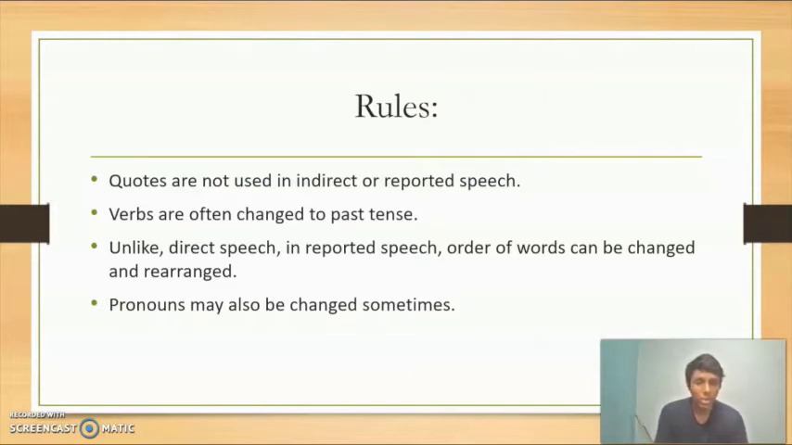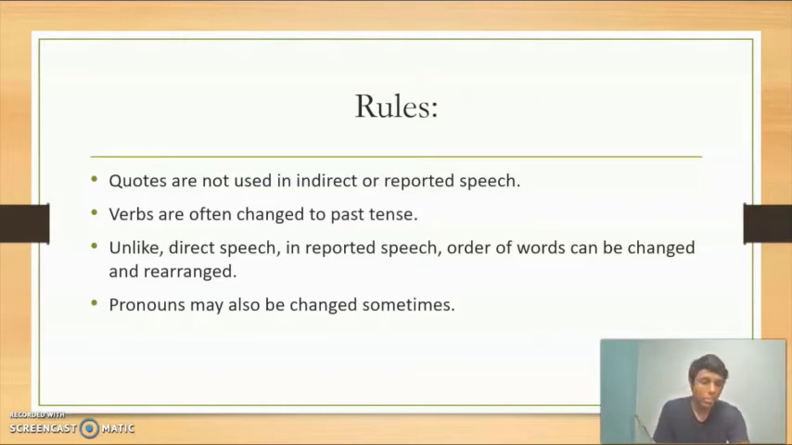So like we previously talked about, in direct speech, you cannot change the order of the words. You cannot change the words, you cannot change their order, you cannot change anything in direct speech. But in indirect speech, you can change those words and you can even rearrange them. Right? They do not need to be in the same order, like one thing that came after the other one in direct speech does not need to be the same way in indirect speech. I hope I'm being clear. All right. And the last rule that you have to remember is that pronouns may also be changed sometimes.